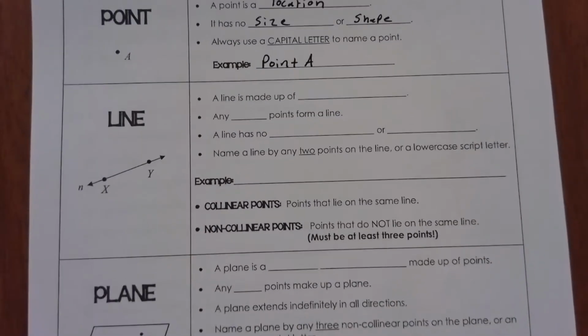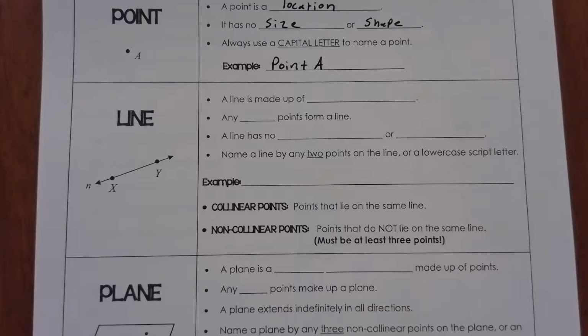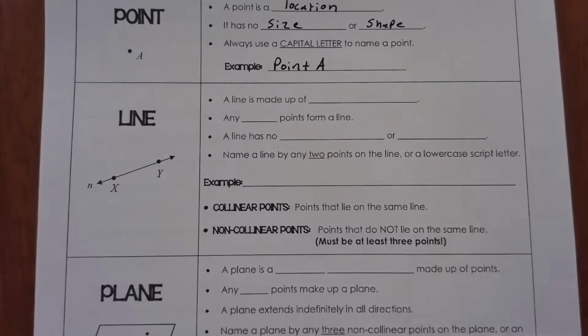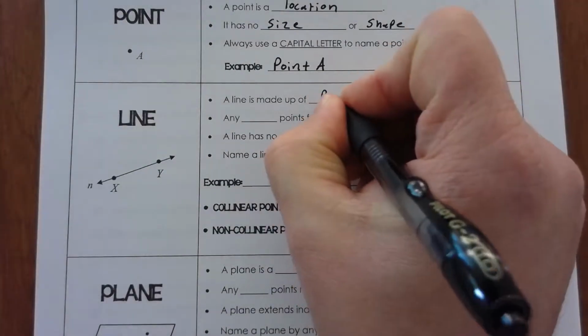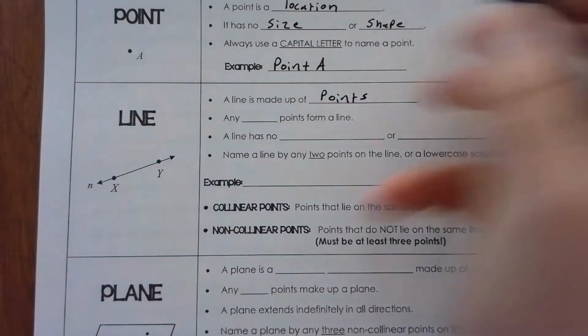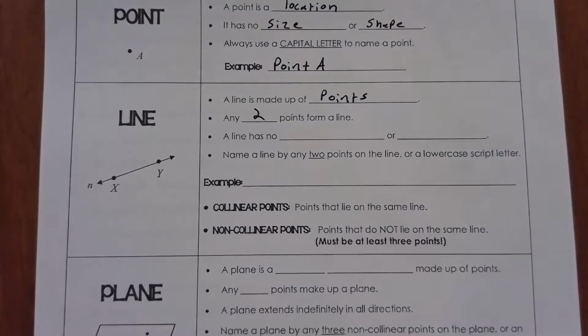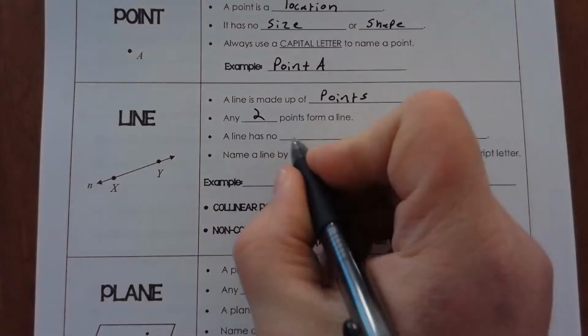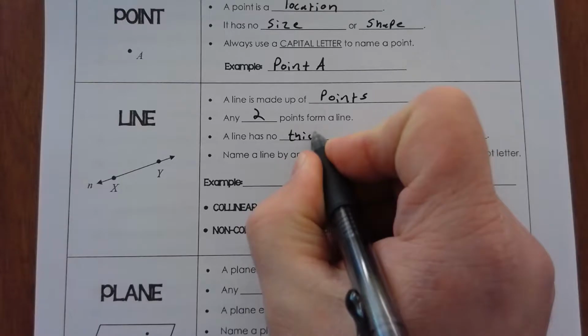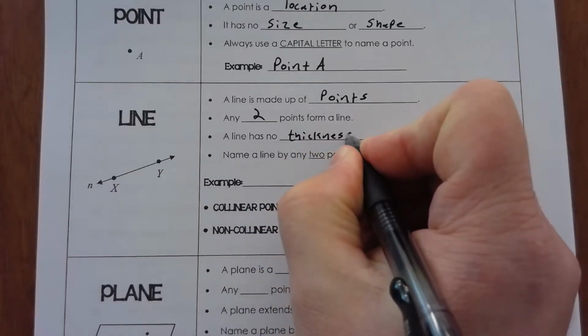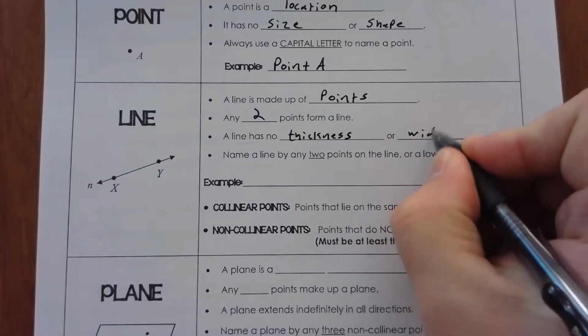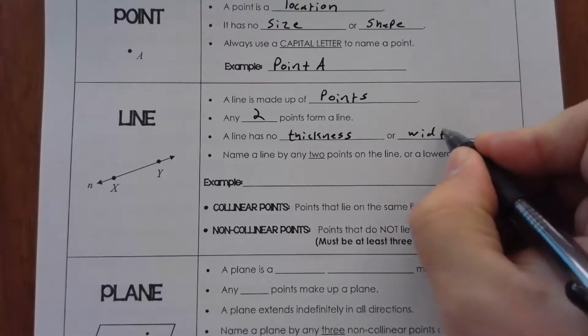So a natural extension of what a point is, a line is made up of 2 points. All right, so a line is made up of points. Any 2 points form a line. So that's all we need to be able to name a line and say, here you go. Here we go. A line has no thickness to it or width. Now there's a reason.